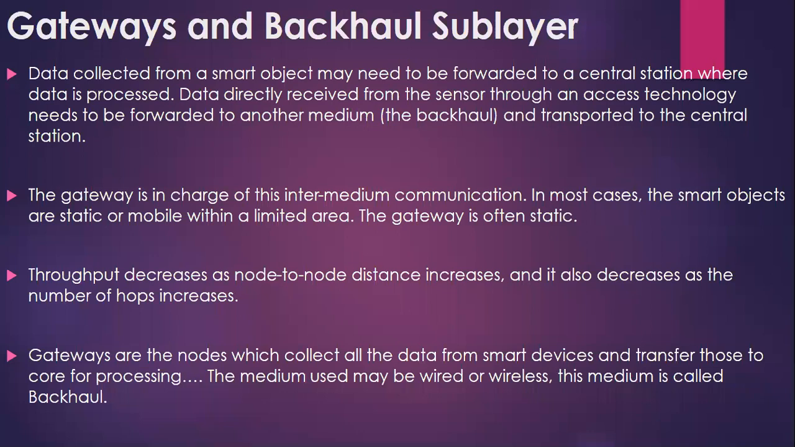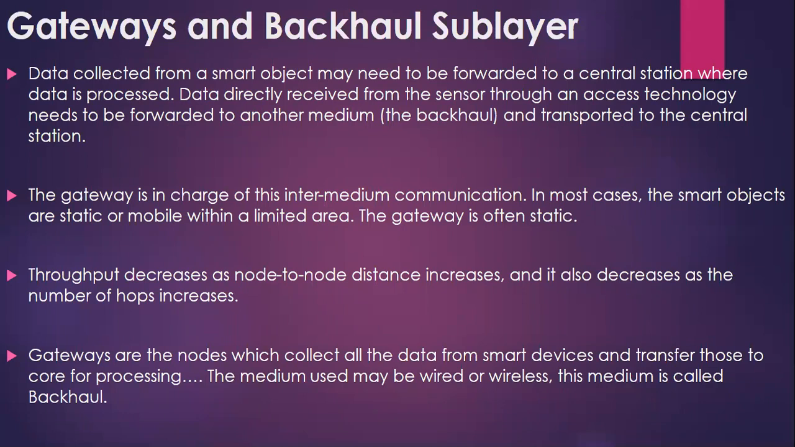Now we'll go for the gateway. What kind of logic are we using for the gateway? Before that, we'll have a backhaul sublayer, or backhaul network, as we call it. So what is that backhaul network? Data collected from a smart object will need to be forwarded to a central station where data is processed.